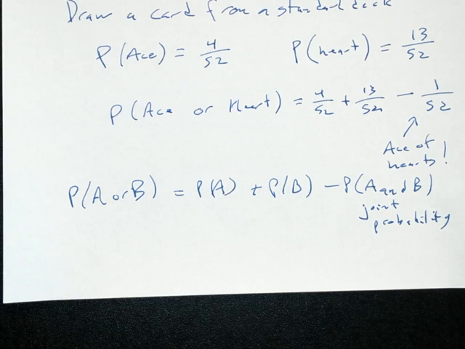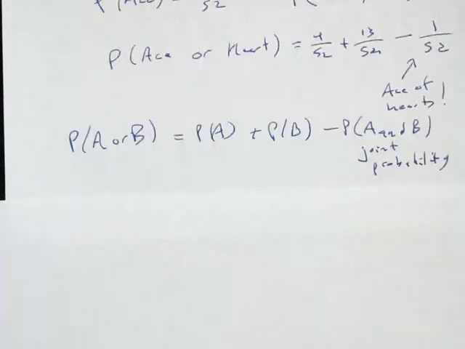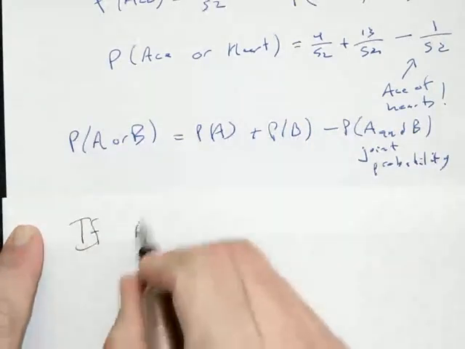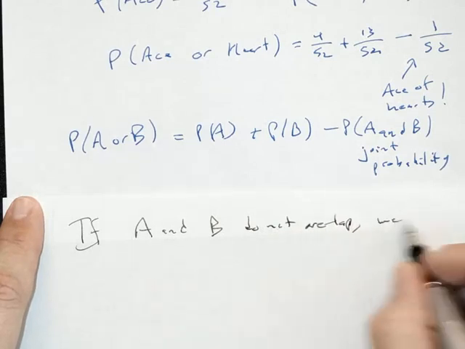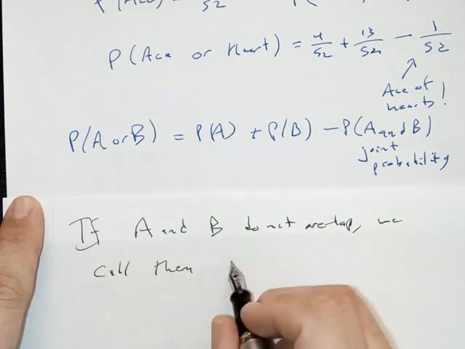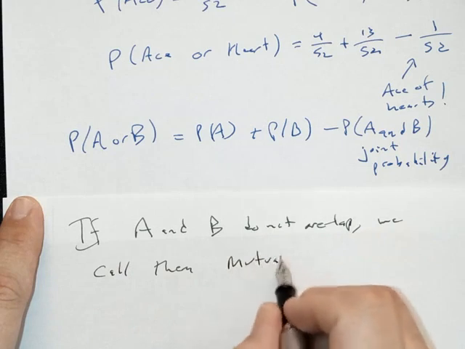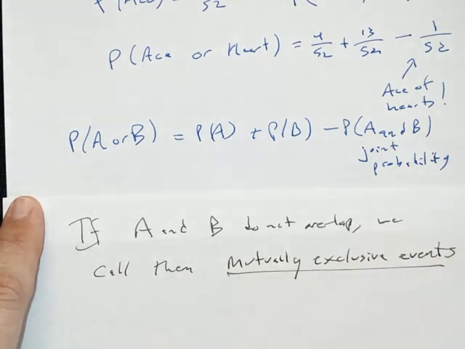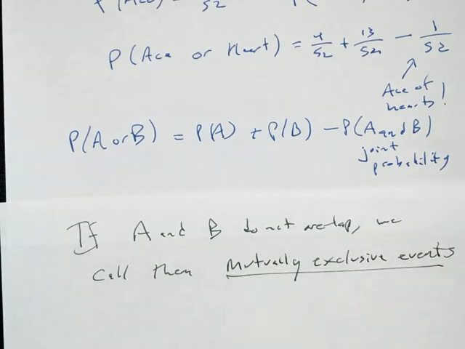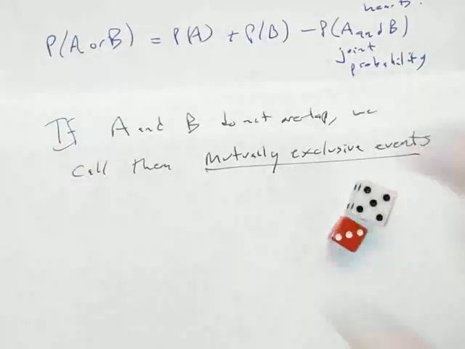It is possible sometimes that there's no overlap at all. What if the two events we were picking at had nothing in common at all? For example, if A and B do not overlap at all, we call them mutually exclusive events.